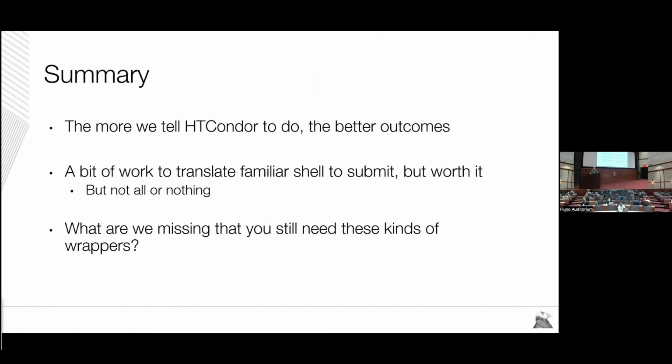And the real question I have, and the real reason I want to give this talk, is we know from that previous slide that we're missing some functionality in Condor that helps you avoid the evils of wrapper scripts. Please help us understand what they are, how important they are to you, and how we should prioritize fixing these things so we can make high throughput computing better for everyone.